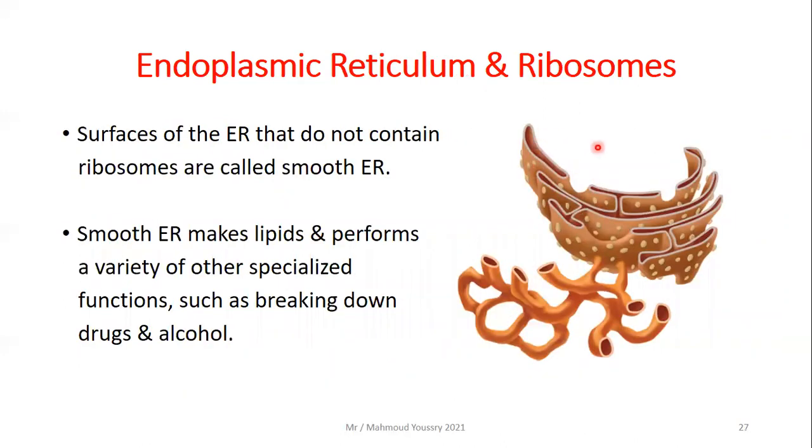This is how the ER looks. You can see the rough ER and the smooth one. Surfaces of the ER that do not contain ribosomes are called the smooth ER, the lower part. Smooth ER makes lipids and performs a variety of other specialized functions, such as breaking down drugs and alcohol.